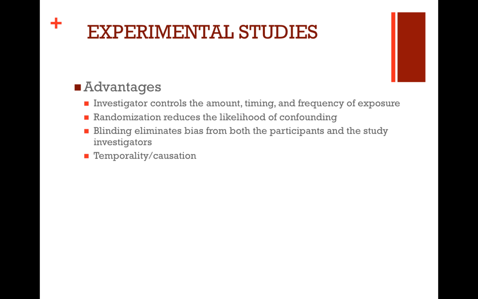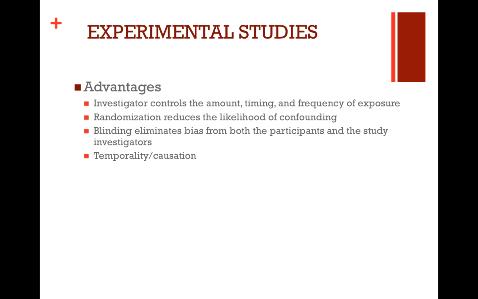In experimental studies, all those other variables, age and race and gender, should be, if you're randomly selecting your population, evenly distributed in your exposed and unexposed groups. And therefore, you really shouldn't have to worry about them. They're controlled for.